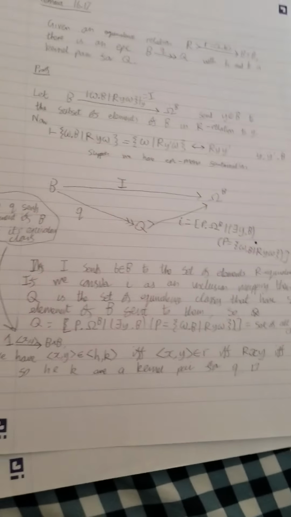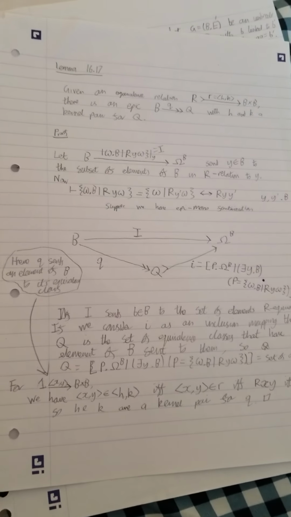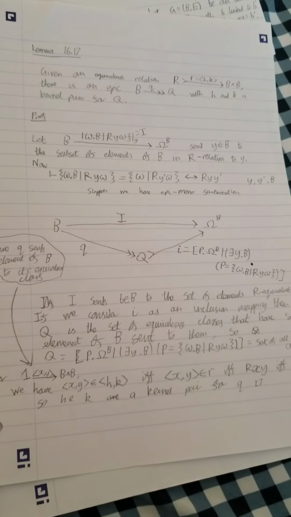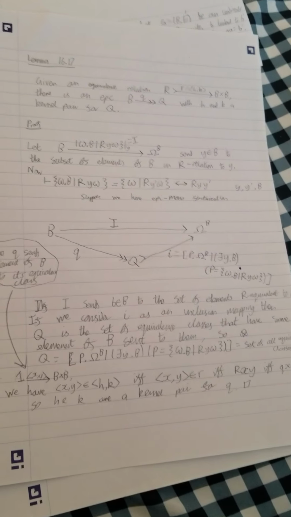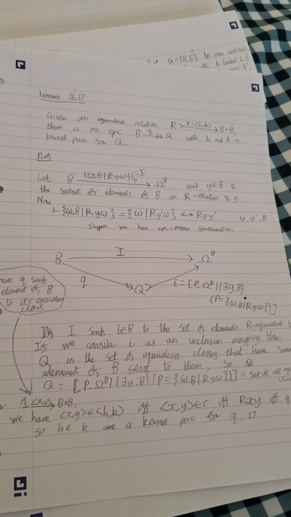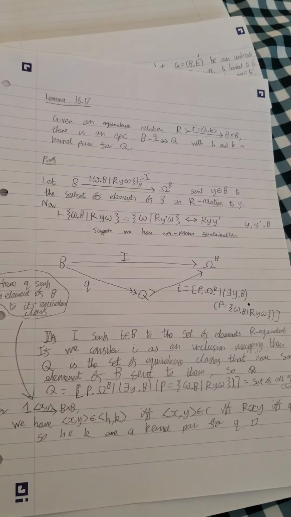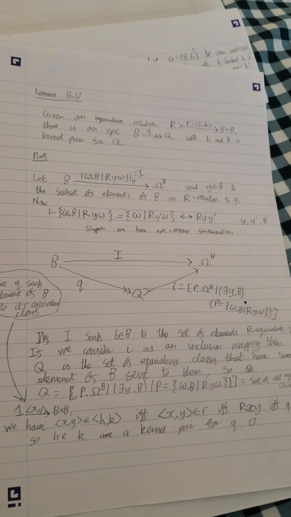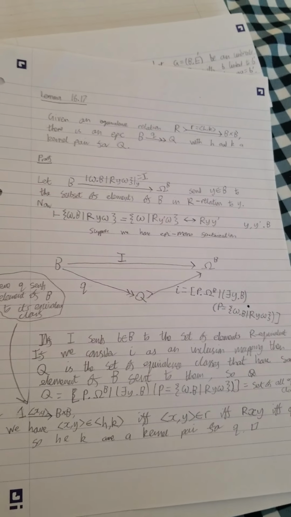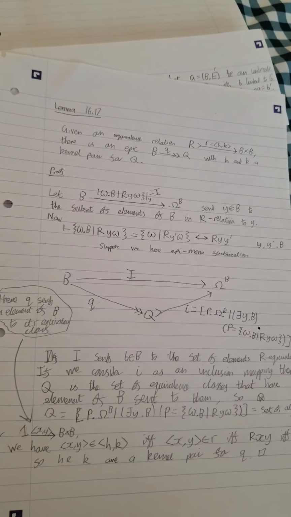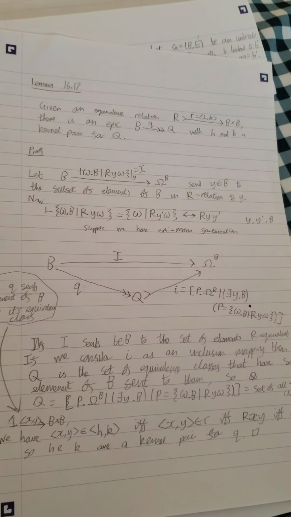So our next result is about equivalence relations and epics. This is Lemma 16.17 from Colin McLarty's book. I'm not going through it in full topos proof. I'm just mostly talking about what it means in set theory in this video.